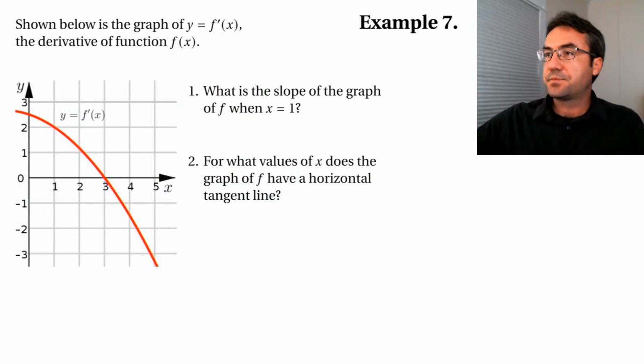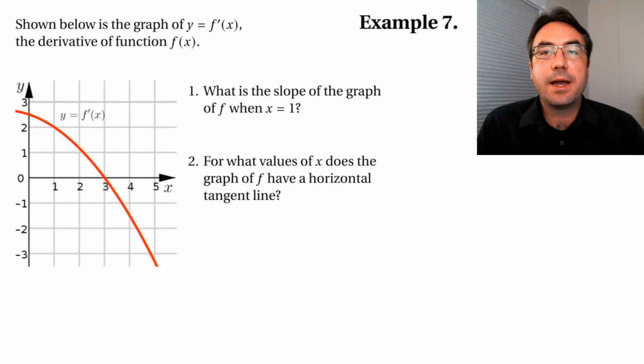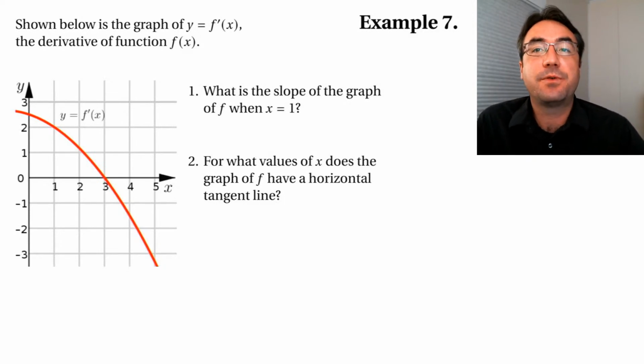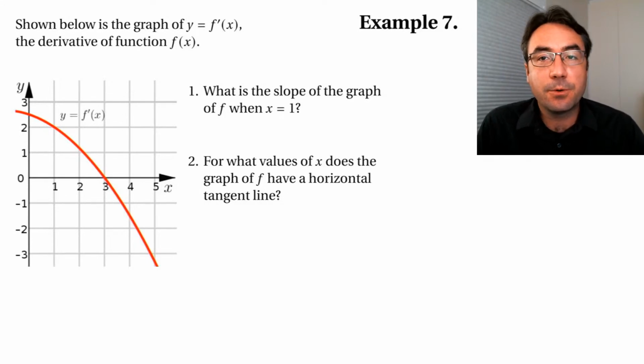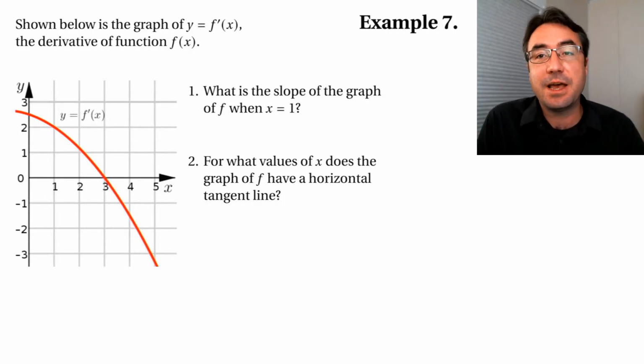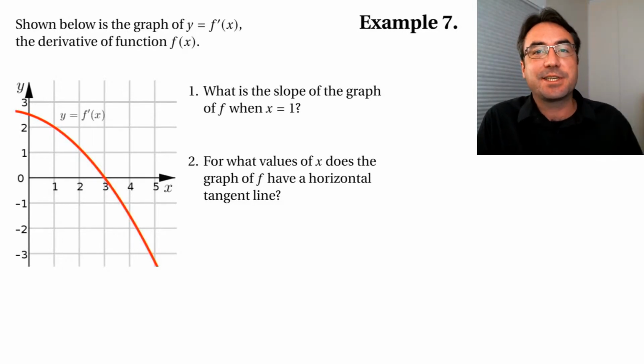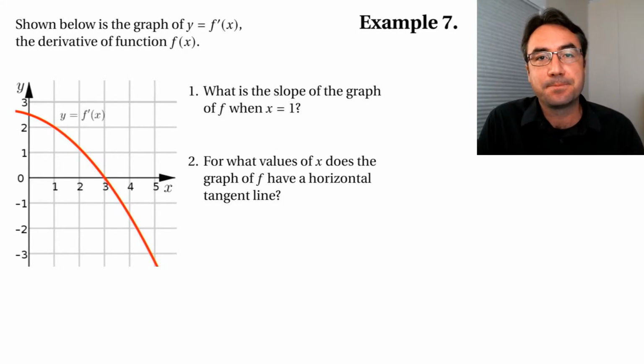All right, let's try looking at the graph of f prime and trying to recover information about the original function f. So here we're given the graph of f prime, and we're going to try to figure out what properties function f has based on this graph. So in the last examples, we were given graphs of f and tried to sketch what f prime might look like. Here we're given f prime, and we want to try to figure out what f might look like.